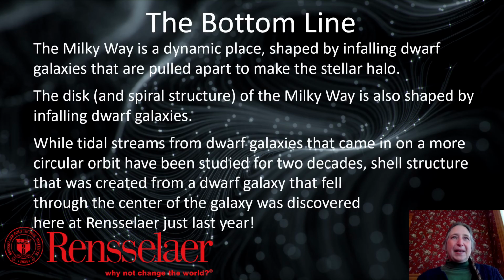The bottom line is, the Milky Way is a dynamic place shaped by infalling dwarf galaxies that are pulled apart to make the stellar halo. The disk and spiral structure of the Milky Way is also shaped by infalling dwarf galaxies. While tidal streams from dwarf galaxies that came in on a more circular orbit have been studied for 2 decades, shell structure that was created from a dwarf galaxy that fell through the center of the galaxy was discovered here at Rensselaer just last year.